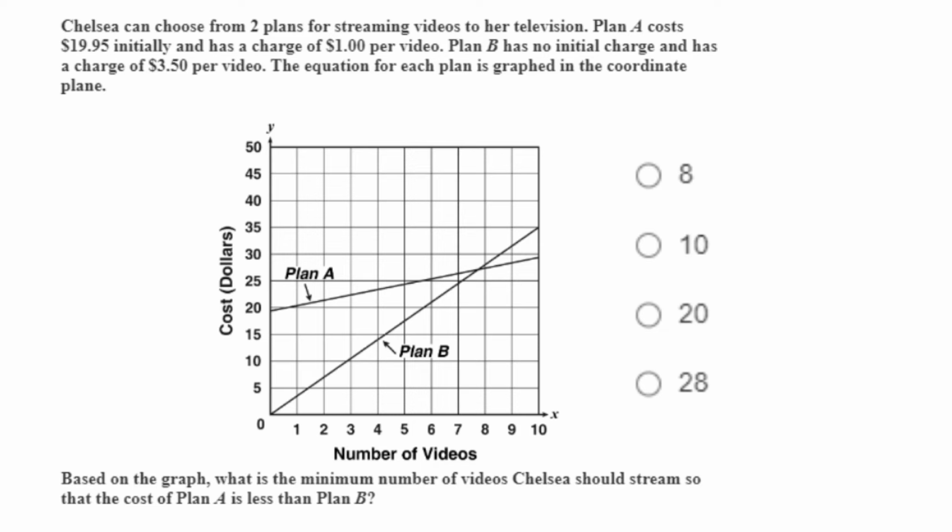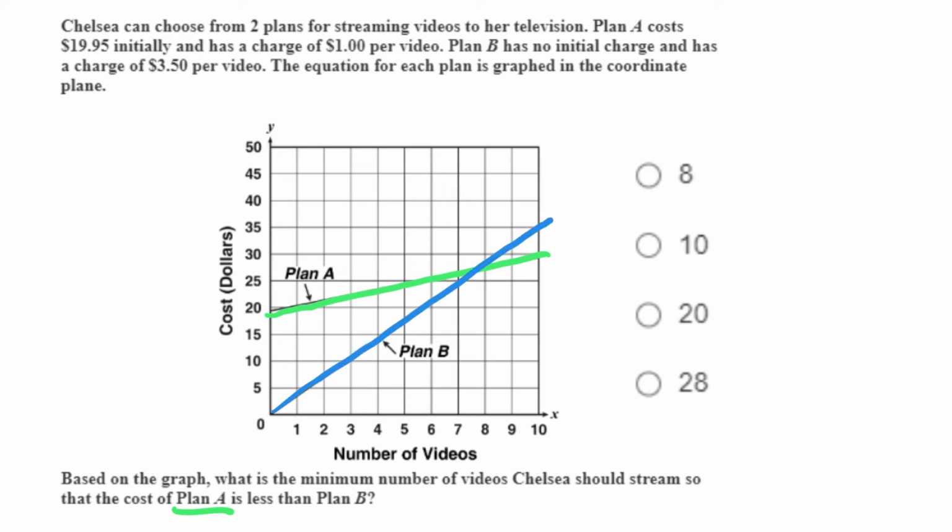Use the equation for each plan or graph in the coordinate plane below. Based on the graph, what is the minimum number of videos Chelsea should stream so that plan A is less than B? So we're basically looking for our intersection here. Well, A is this one right here in green. Plan B, the no initial fee, but it's going this way.